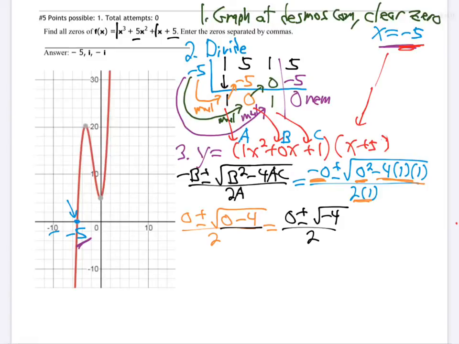Now, what do we do with a negative number inside of a square root? Do you remember? When you have a negative number, you jump to the front, right to the front of the square root. Don't let it go past the plus or minus or anywhere else. And by the way, that's 0. You can just get rid of it. It's not doing anything. So it's just plus or minus i square root of regular 4 over 2.